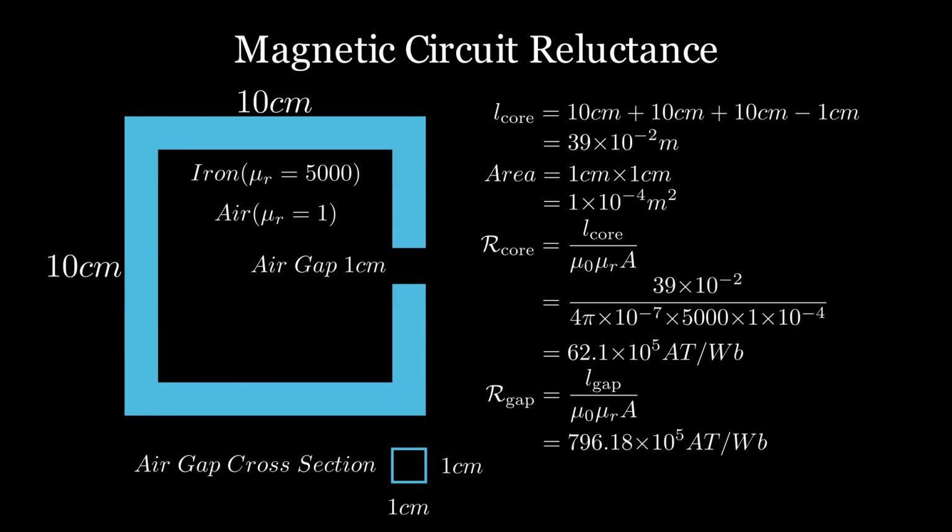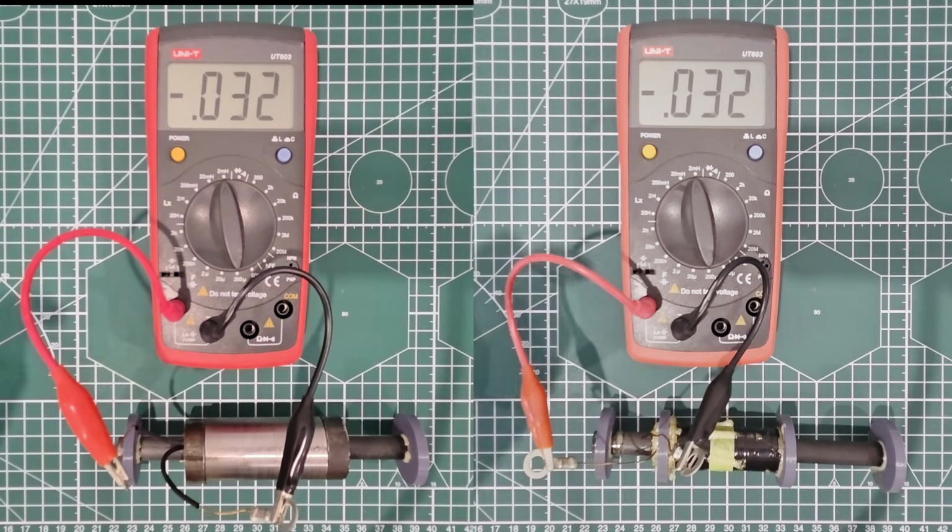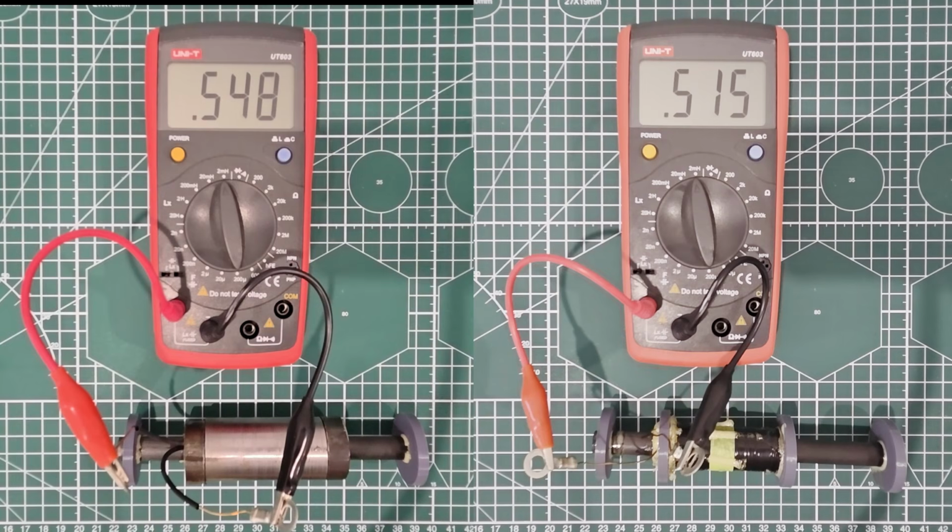These two values then added together give the total reluctance for the circuit, and as we can see, the greater the air gap is in a circuit, the higher its reluctance will be, leading to a greater opposition to the magnetic flux. If we measure and compare the inductance of the external shell coil against the baseline, it measures slightly higher at 548 microhenries compared to 515 microhenries.